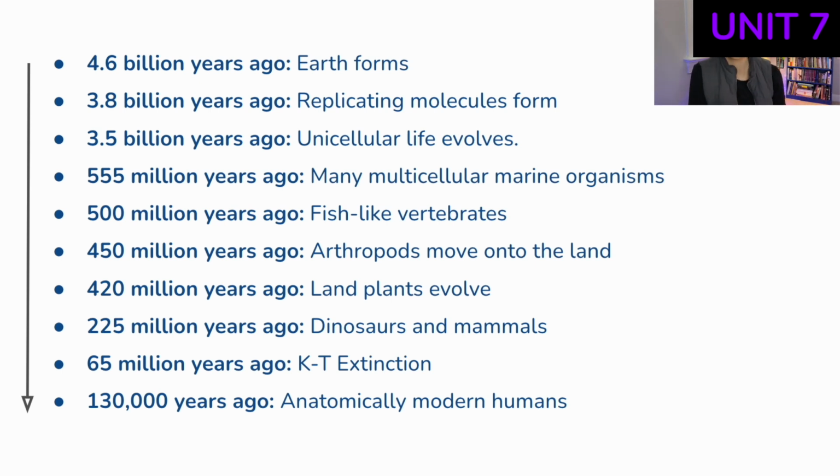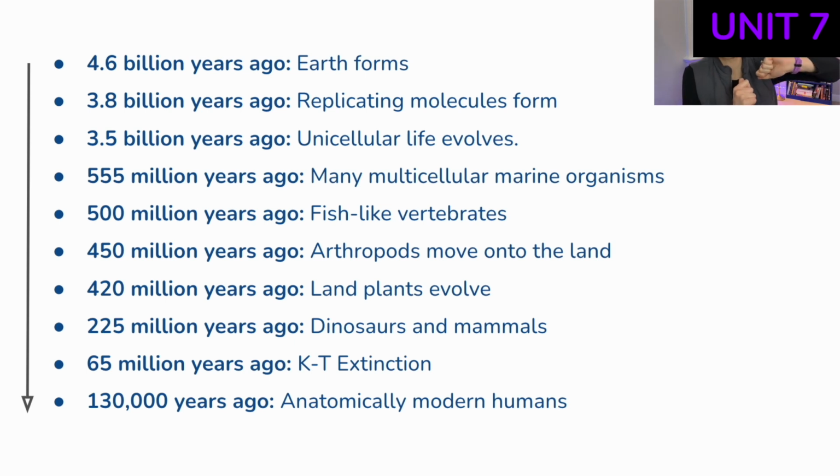So about 4.6 billion years ago, Earth was formed, bombarded by meteorites and comets. And then around 3.8 billion years ago, we think the first replicating molecules, which were the precursors to RNA or DNA, first formed. Then we think around 3.5 billion years ago, our first unicellular life evolves, and we have, for the first time, photosynthetic bacteria releasing oxygen into the atmosphere.